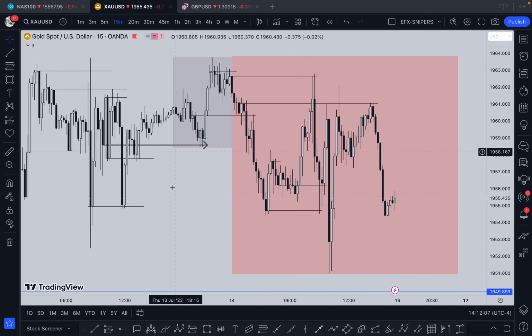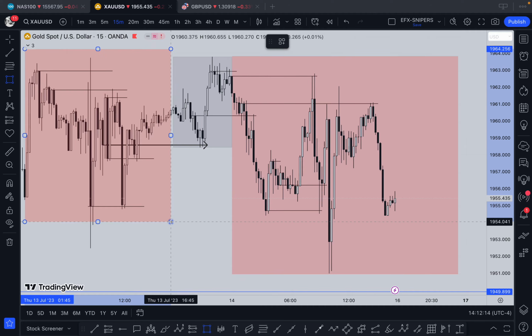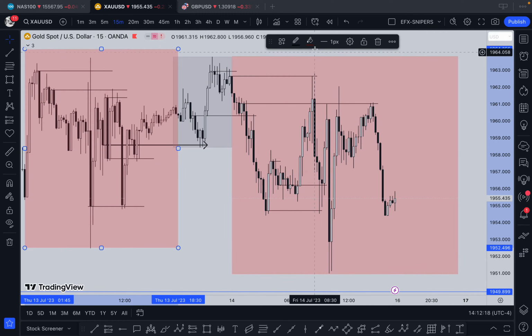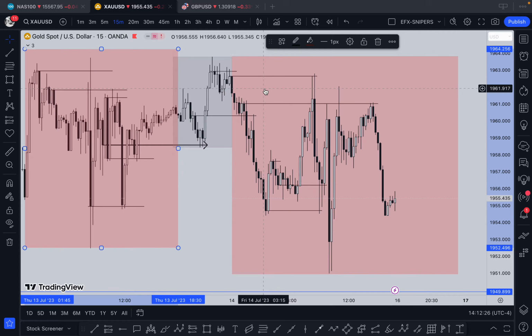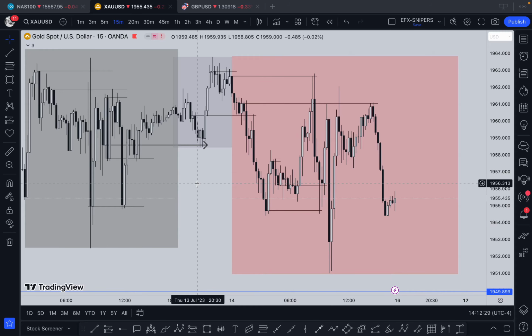So Thursday was this side. So let me just put another color on Thursday. This was Thursday before the Asian range starts. So if you check on Thursday, this is what happened there. So let me just get this one. Okay, so this is what happened on Thursday, Asian range, then we have Friday.